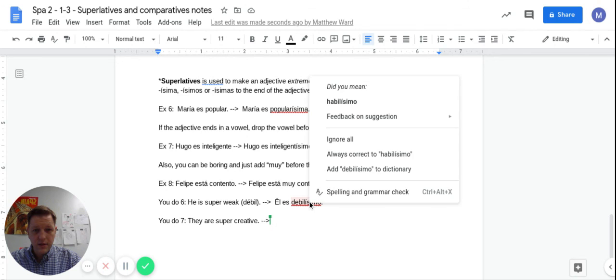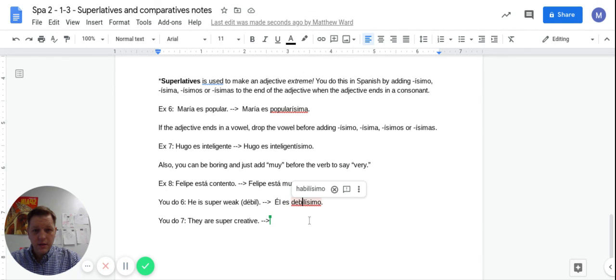What's it telling me? It doesn't know that word. Wow. Autocorrect is imperfect. They are super creative. Ellos son creativos. Ellos son creativísimos.